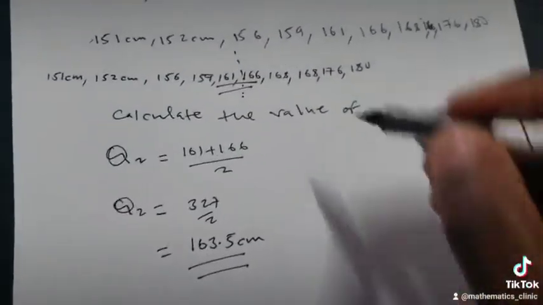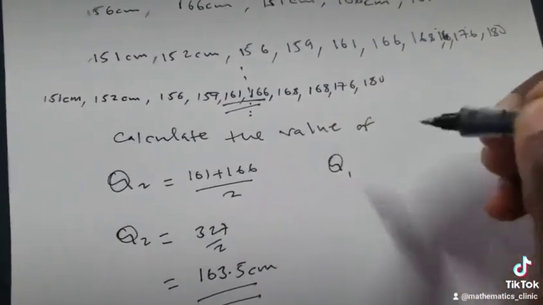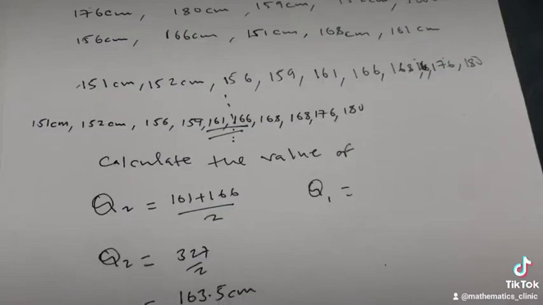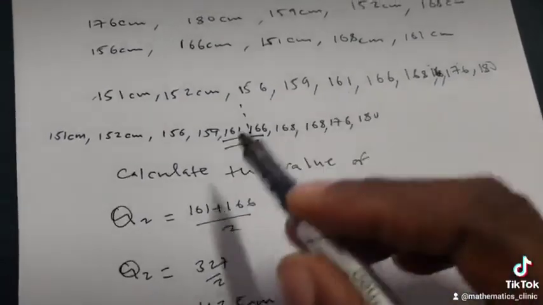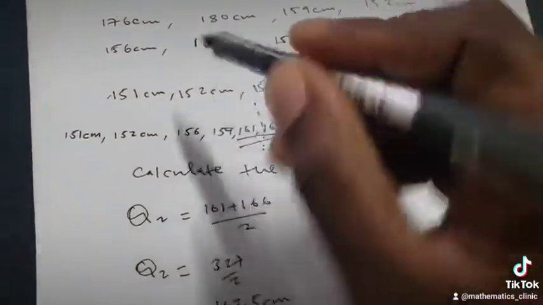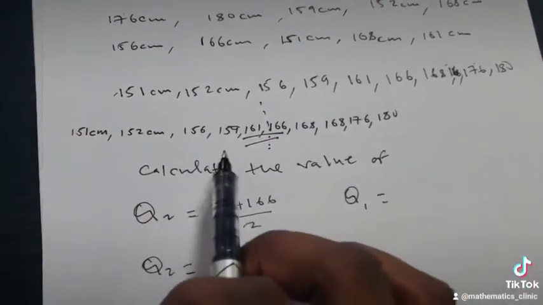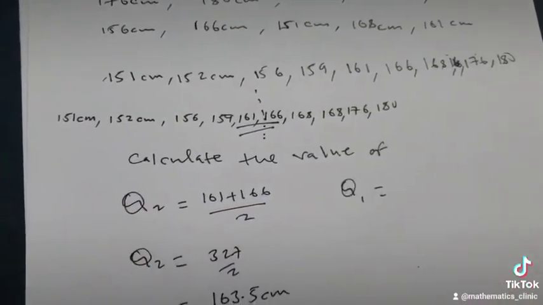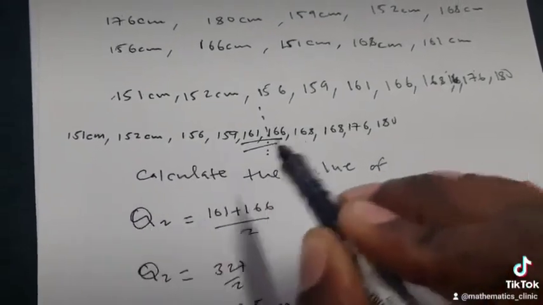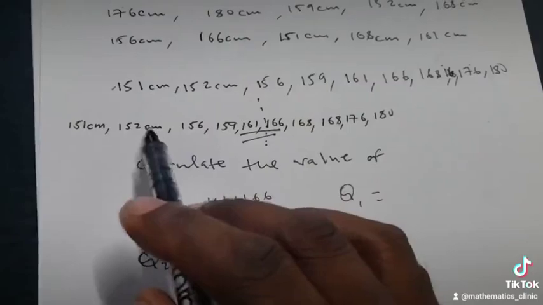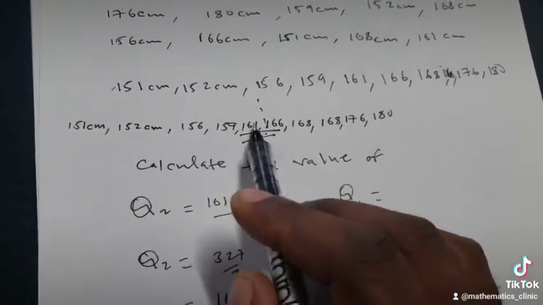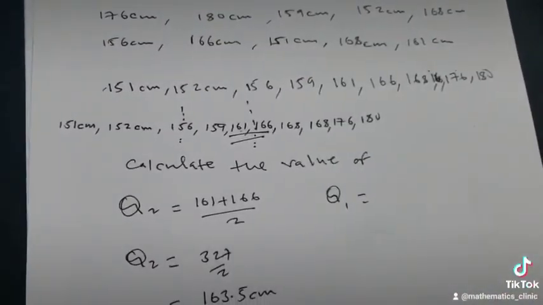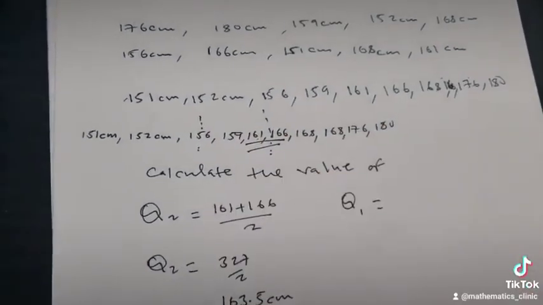Then the next question is to find the lower quartile. How do we find the lower quartile? We have already divided this, meaning that our lower quartile will be found out of these 5 data values: 1, 2, 3, 4, 5. So its half is this one. That's where our lower quartile will be.